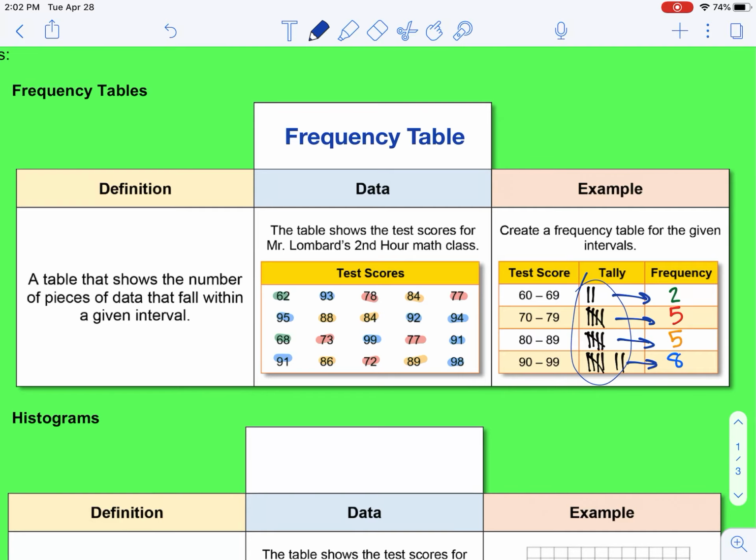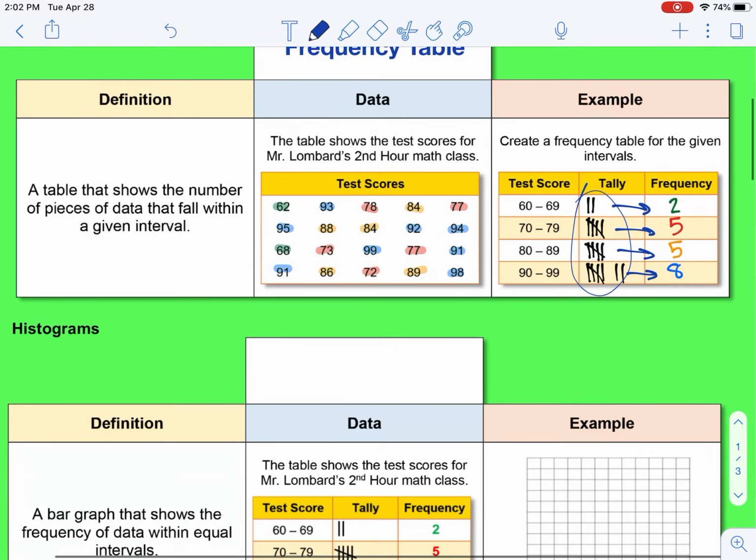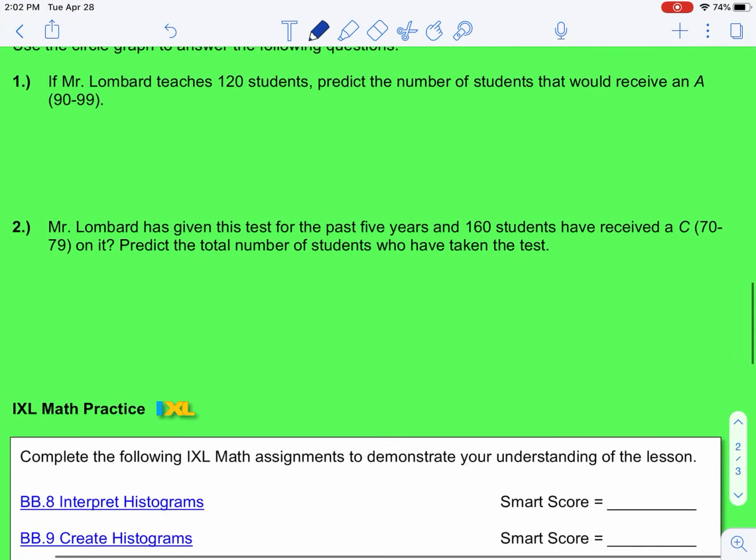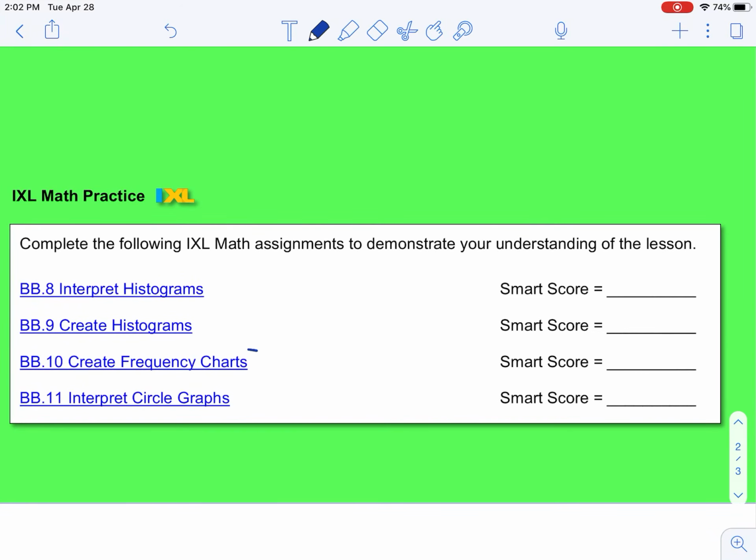Frequency tables, you do have one IXL to do. I will tell you that the one on here, it says that it is BB10. It is BB11. I have fixed this. I believe it's BB11. I have fixed this on your IXL sheet. I have fixed this on your virtual planner. However, it is not fixed on the notes. Okay, so make sure that you are taking a look at the IXL sheet or the virtual planner.